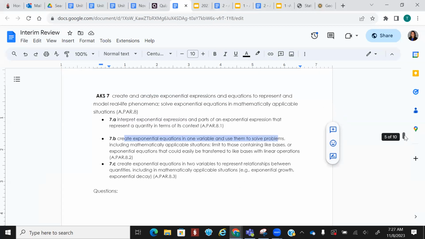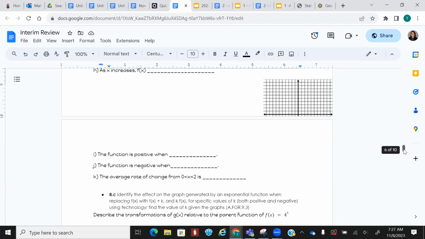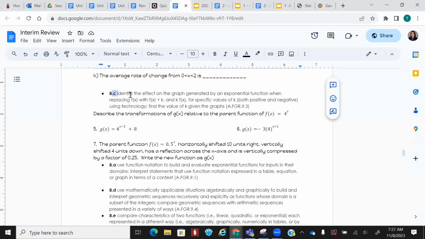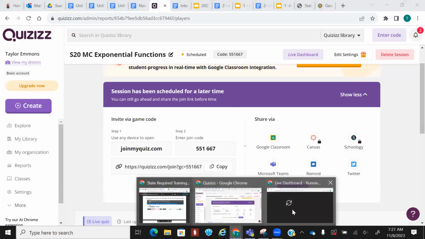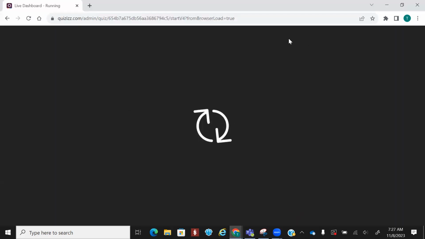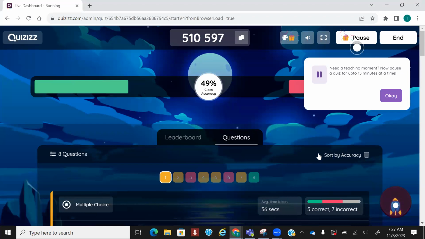And then talking about exponential growth and decay, being able to graph and analyze key features, solving, and then transformations. Again, that's unit 5A plus unit 5B, and then being able to compare two functions. So this is what we did on the last test plus the one that we did before that. Let's go ahead and look at the common misconceptions on the last quizzes that we did. Let's look at our most missed questions.